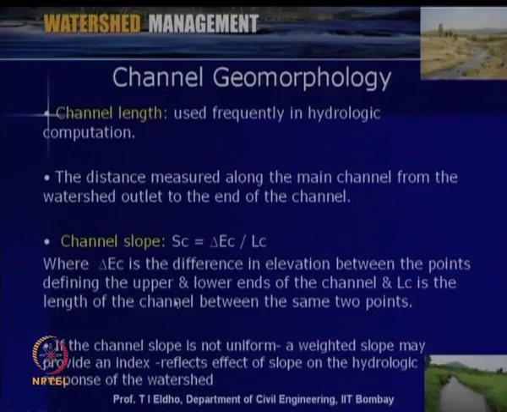From that we can calculate the channel slope. And in most watersheds, due to heterogeneity, the channel slope will keep on changing. If the channel slope keeps changing from one point to another, then we can take an average of the channel slope. So, if the channel slope is not uniform, a weighted slope may provide an index that reflects the effect of slope on the hydrological response of the watershed.